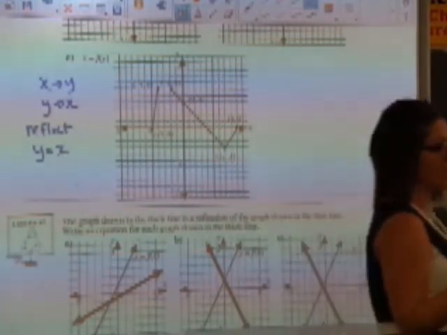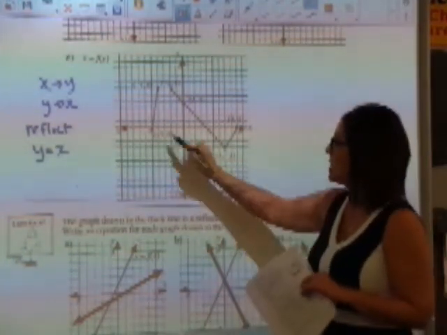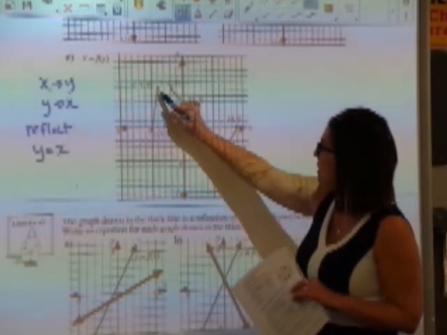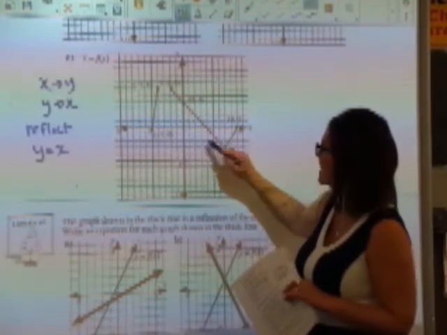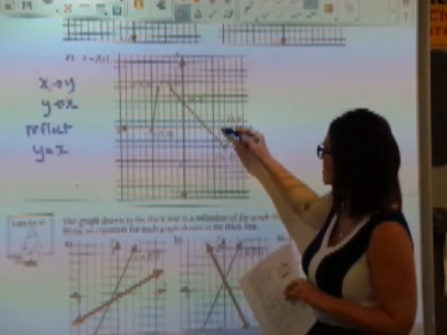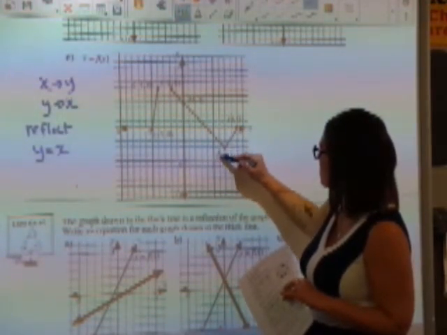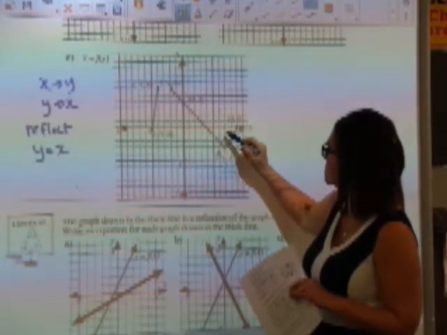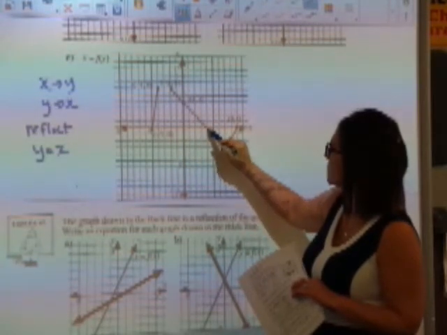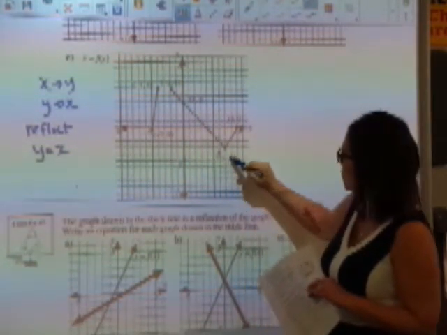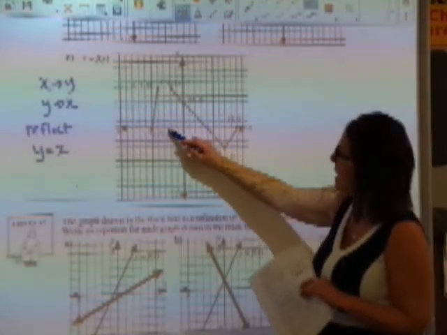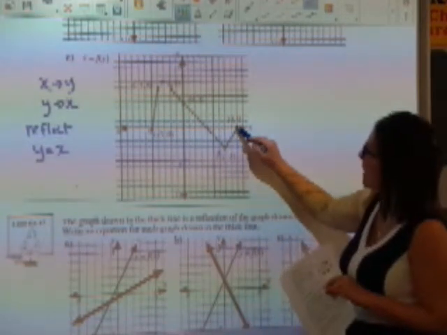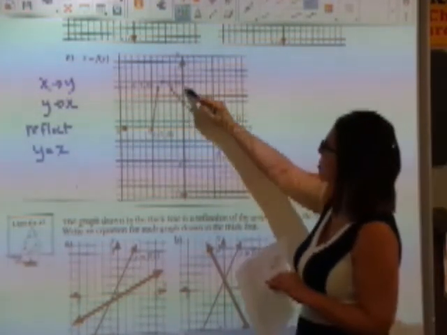So what we can do is we can interchange all of our coordinates. Negative 5 and 0 becomes 0 and negative 5. Negative 4 and 6 becomes 6 and negative 4. Negative 2 and 6 becomes 6 and negative 2. 0 and 4 becomes 4 and 0. We have 7 and negative 3 becomes negative 3 and 7. And then 9 and 0 becomes 0 and 9.